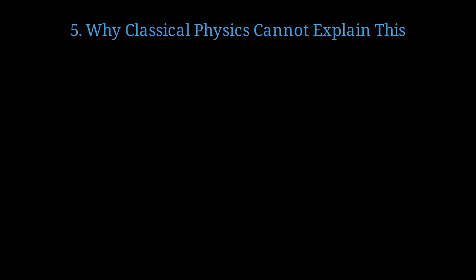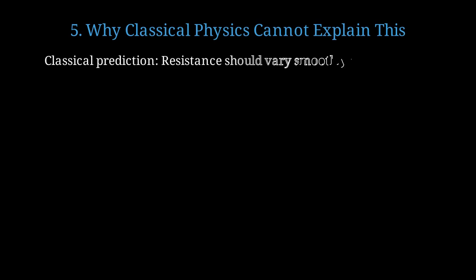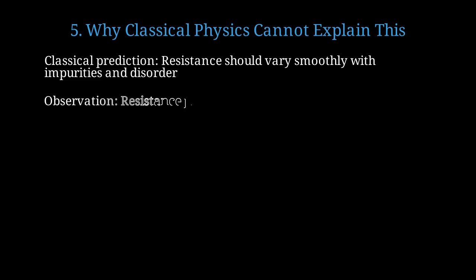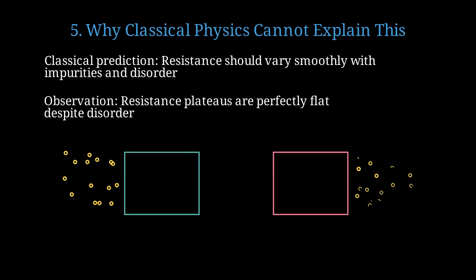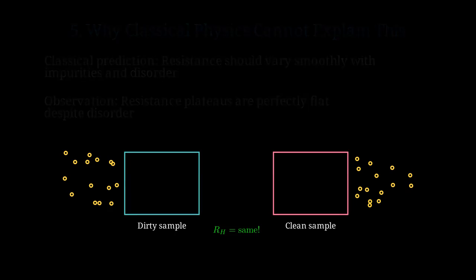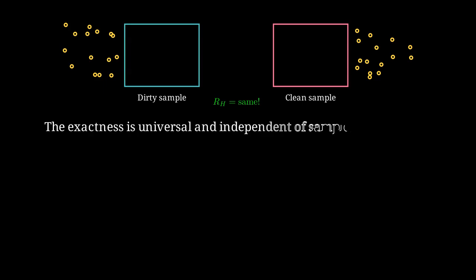Let's understand why classical and semiclassical models completely fail to explain these observations. Classical physics predicts that resistance should vary smoothly with sample impurities and disorder, but the observed resistance plateaus remain perfectly flat even in samples with significant disorder. Amazingly, both dirty and clean samples show exactly the same quantized Hall resistance values, a behavior impossible to explain classically. The exactness of the quantization is universal and completely independent of sample-specific details like geometry or impurity concentration.